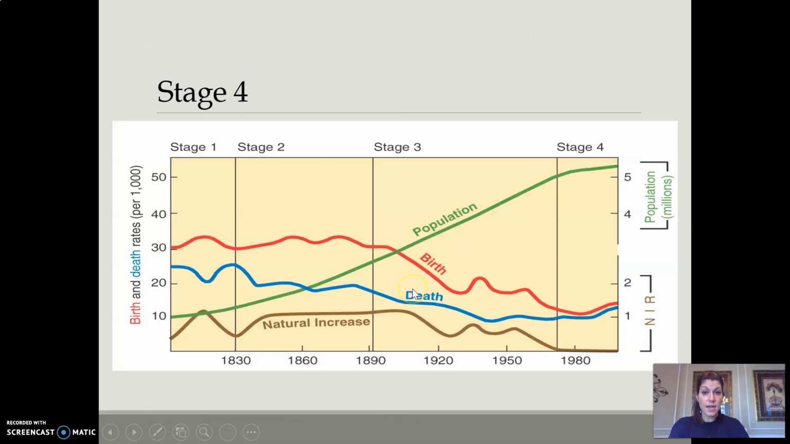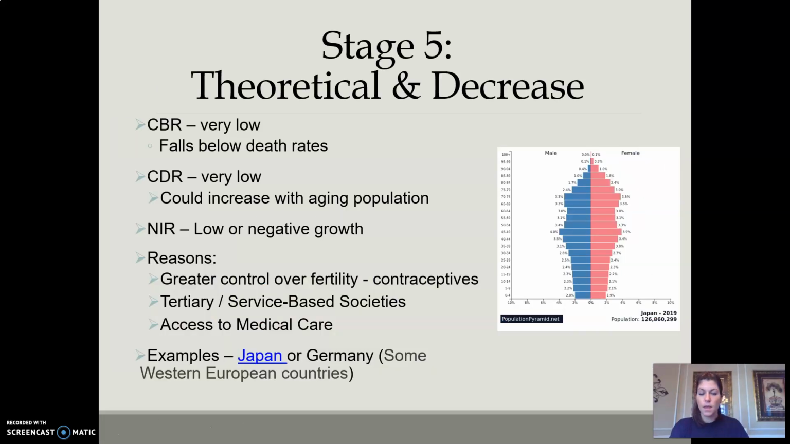And our last and unofficial, I guess I forgot this part, sorry. Birth rates continue to drop. Death rates will be lower. And as we can see, in some cases, they are canceling each other out. So we're going to see that low growth, maybe even no growth at all, so zero population growth. And our last unofficial stage is stage 5.